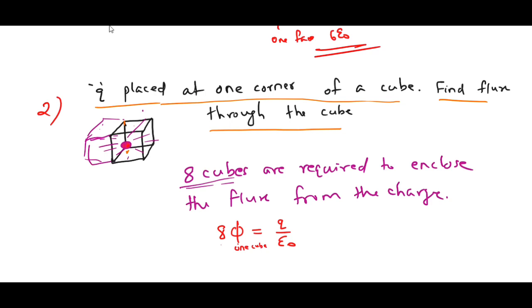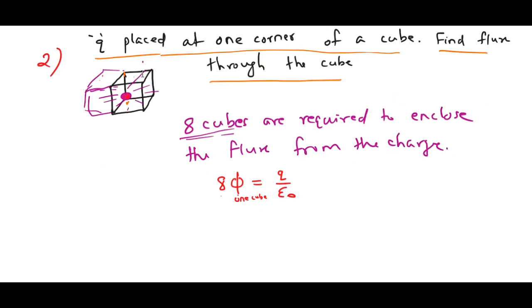Therefore flux through 1 cube is equal to Q by 8 epsilon 0.